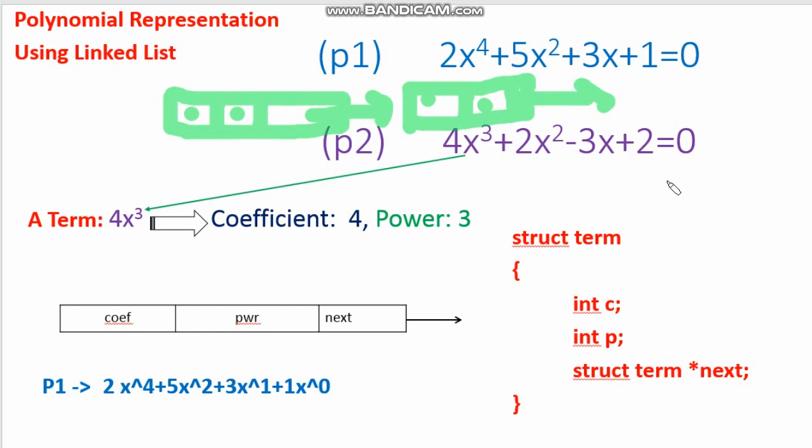Thank you. The next we will see how polynomials are to be added.